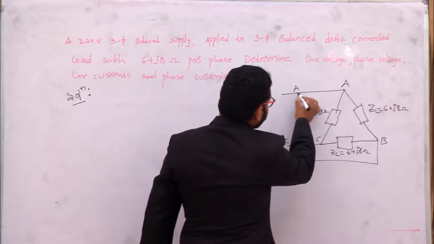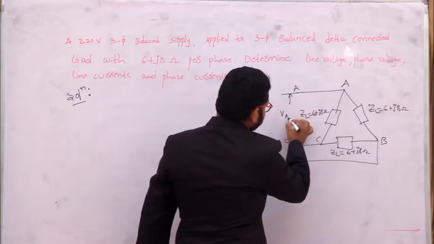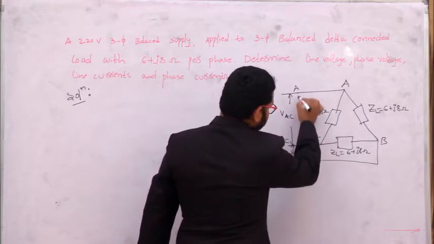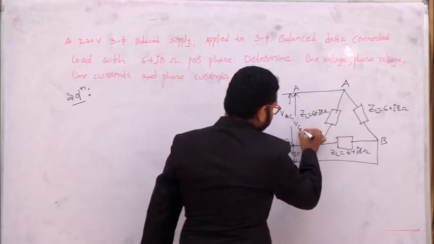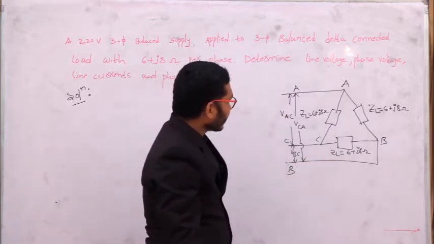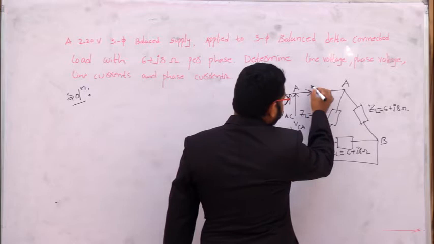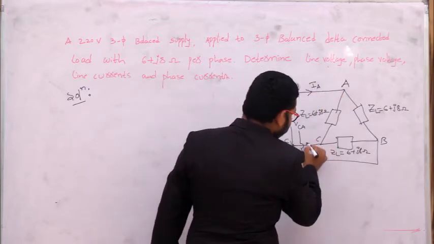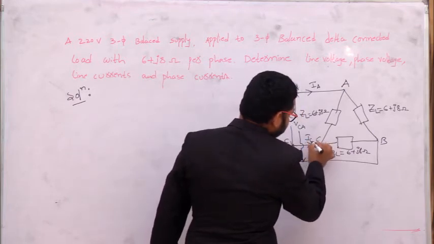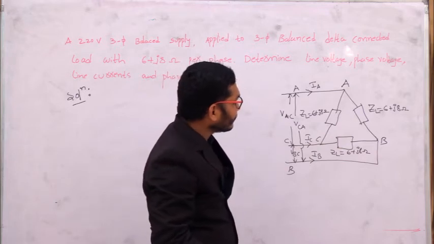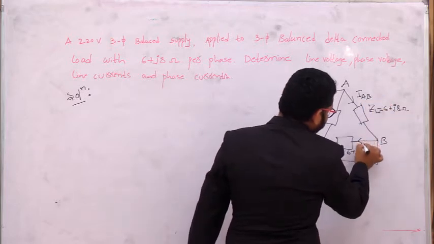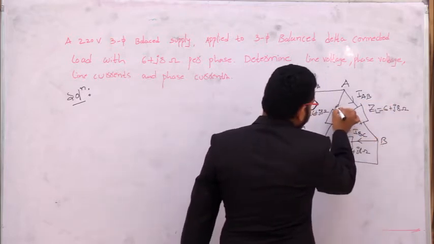So we have to represent the currents and voltages. Here the voltages are VAB, VBC and similarly VCA. The current flowing through line A we call IA, line B we call IB, and line C we call IC. Similarly, the currents flowing through the phases we represent with IAB, IBC and ICA.